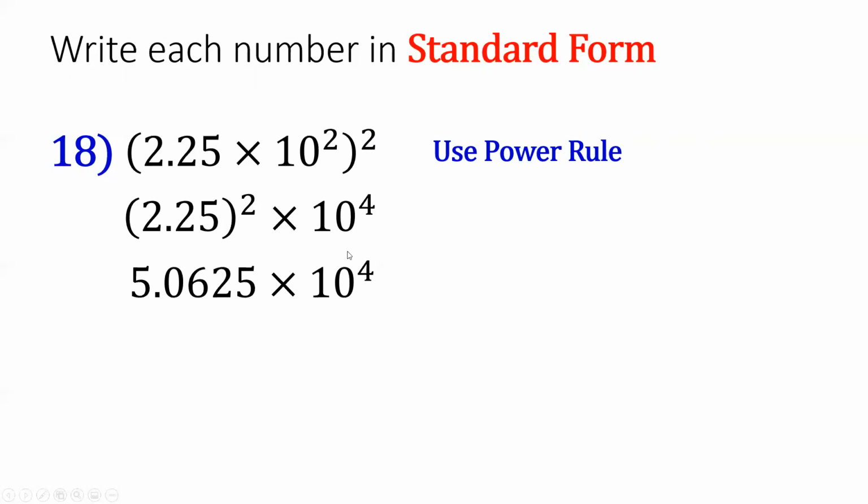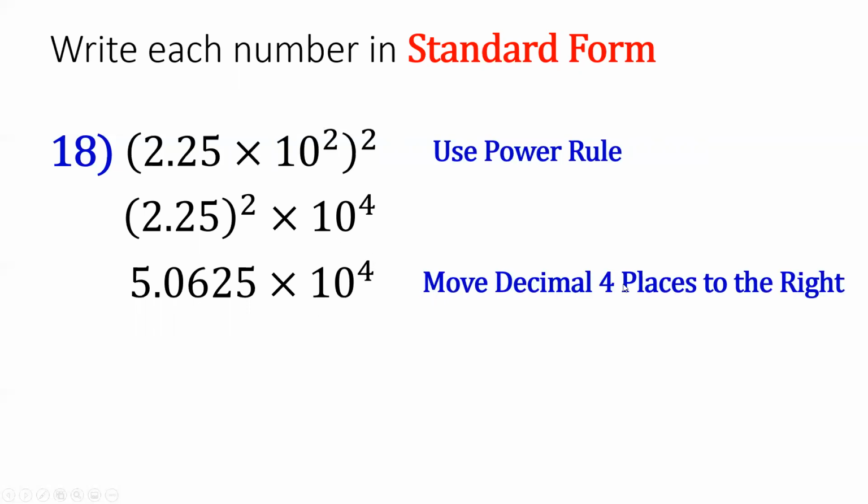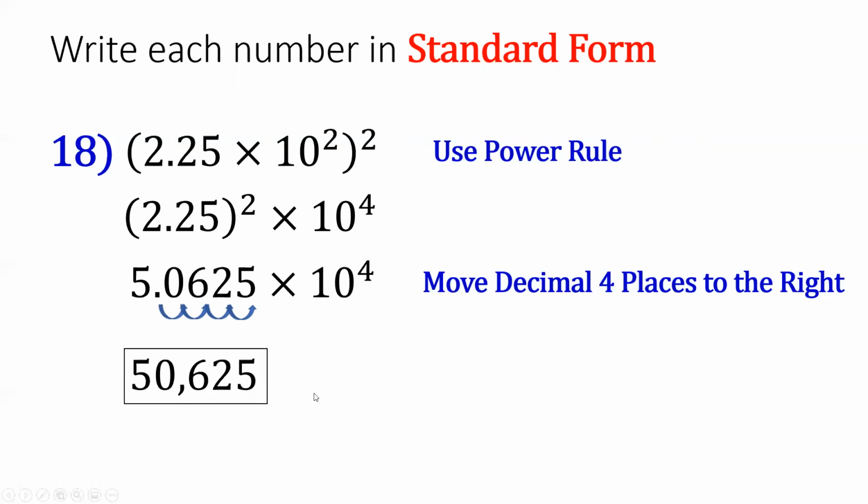And now that I clearly see that the exponent is positive 4, that means we're going to move the decimal 4 places to the right. That means the number is going to get bigger since it's positive 4. So I'm going to take my decimal, move it 4 times to the right, and the number we create is 50,625. This is your answer in standard form.